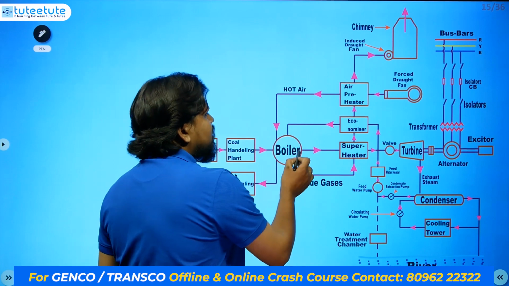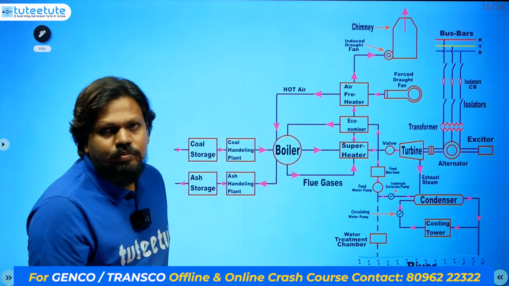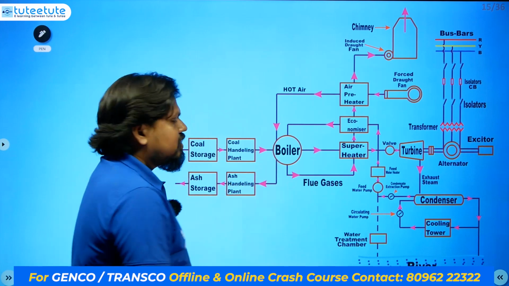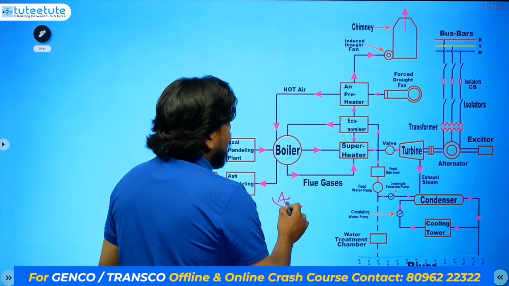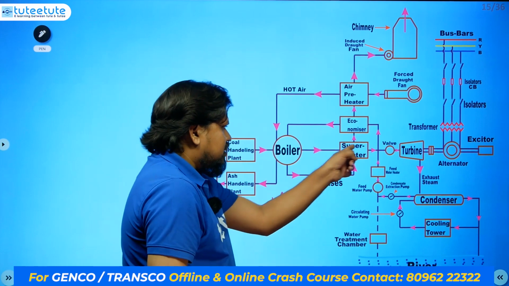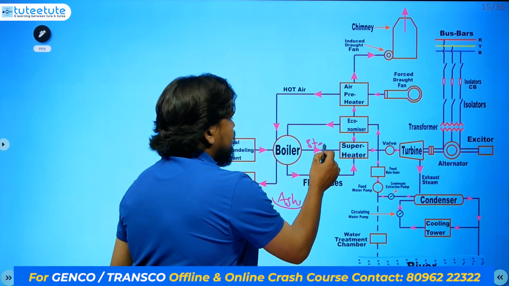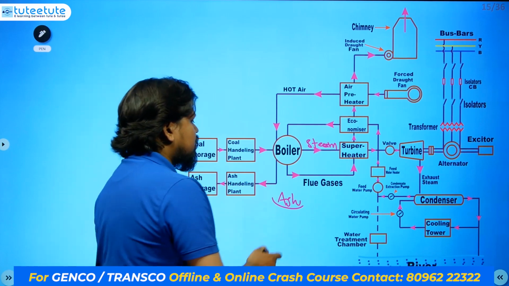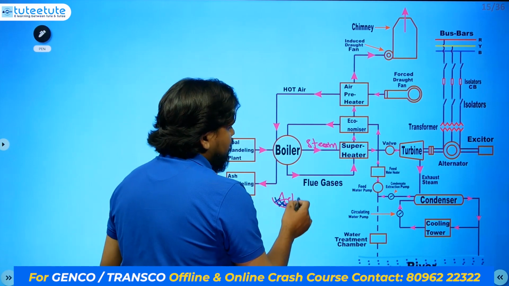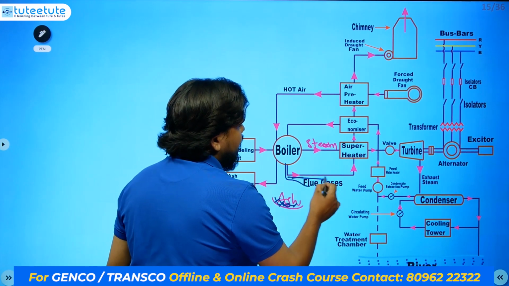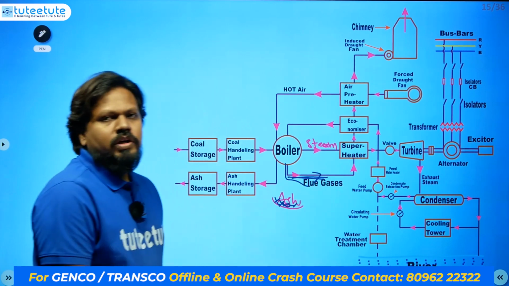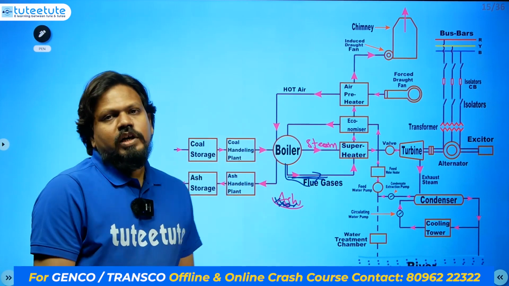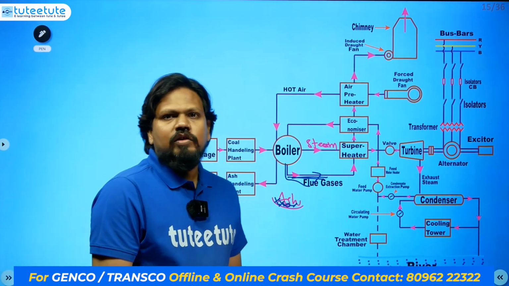So anyhow, what are the outcomes of this boiler? One is steam, another one is ash. Steam will be going like this, and another one is ash. In ash also two types are there: one is bottom ash, another one is fly ash, which will have the flue gases. So we need to examine what the outcome of this is, that only we have to examine. Then you will get the answer.